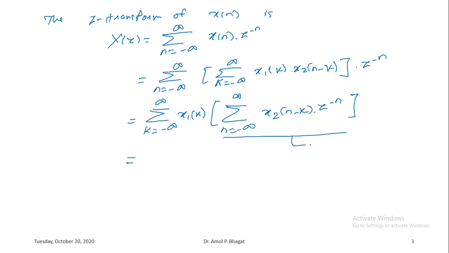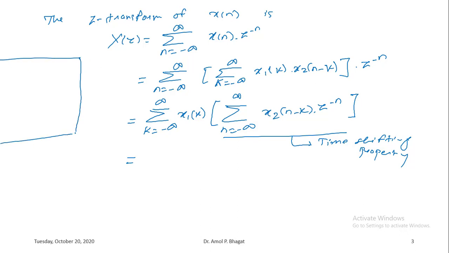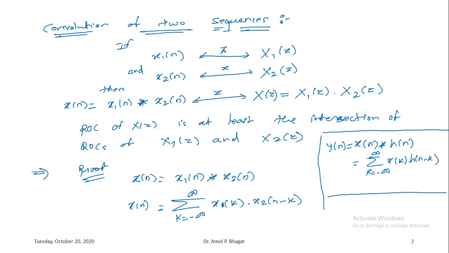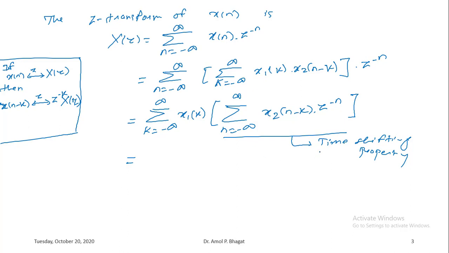Here we can apply the time shifting property. As per the time shifting property, if x of n has the z transform X of z, then x of n minus k has the z transform z to the power minus k into X of z. That is the time shifting property. Here x2 of n has the z transform X2 of z, so x2 of n minus k has the z transform z to the power minus k X2 of z. So this complete bracket can be replaced with z to the power minus k X2 of z.